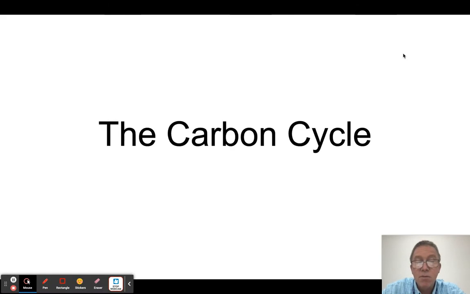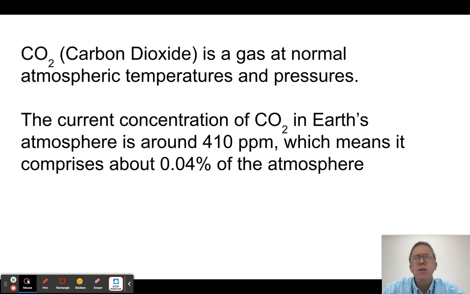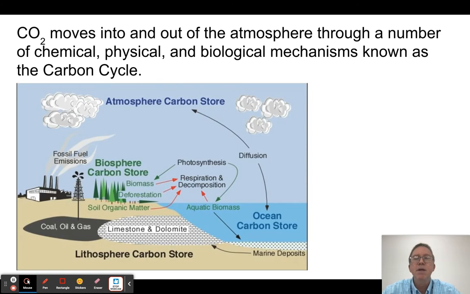The carbon cycle is a rather important concept in AP Environmental Science, so let's go ahead and study this one. CO2, or carbon dioxide, is a natural component of our atmosphere, and it tends to cycle in and out of the atmosphere in a process called the carbon cycle. It's not very abundant, comprising less than 0.04% of the atmosphere overall, but it's very important because it does a great deal to regulate Earth's temperature, as we'll see later on in the year.